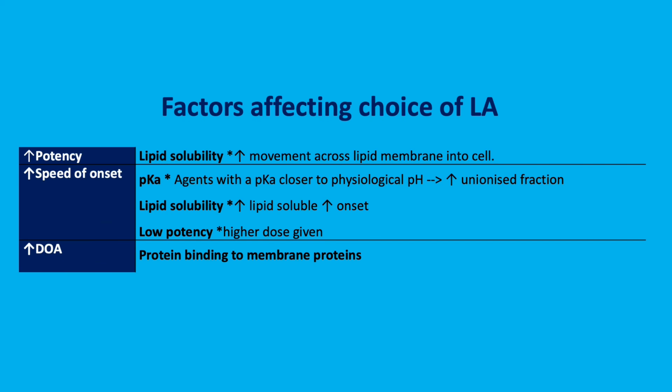Factors affecting choice of local anaesthetic: potency. As you can see, the potency varies between local anaesthetics from 0.5 up to 4%. Agents which are more potent have increased lipid solubility and therefore cross the membrane. Speed of onset. This is largely dictated by the pKa. Agents with a pKa closer to the physiological pH have more unionized fraction and therefore increased ability to cross the membrane. Same as lipid solubility: increased lipid solubility, faster onset. Agents with a low potency, we can give a higher dose so it has a faster speed of onset.